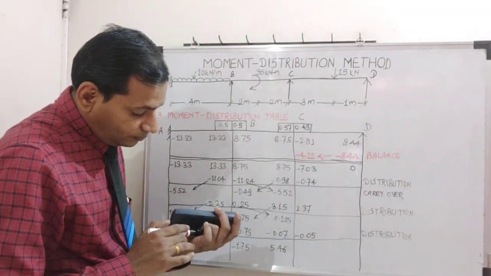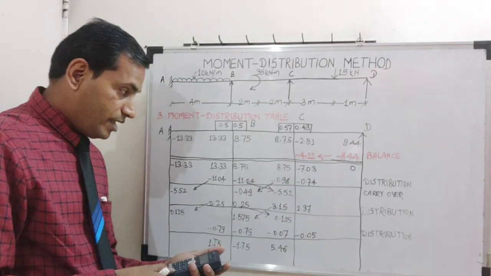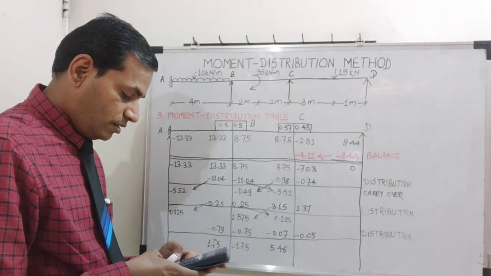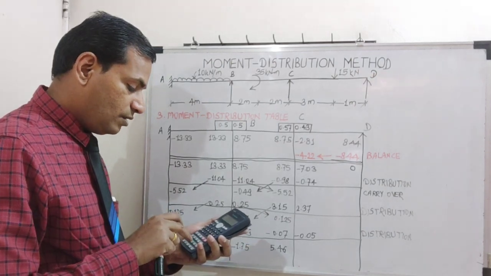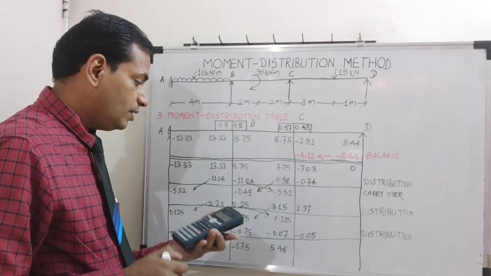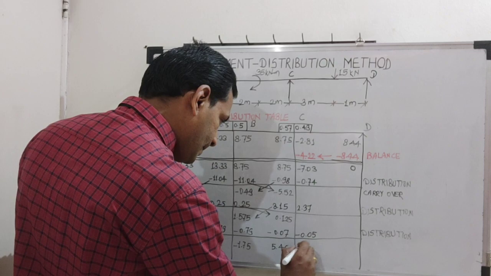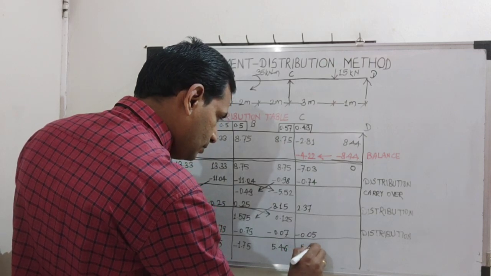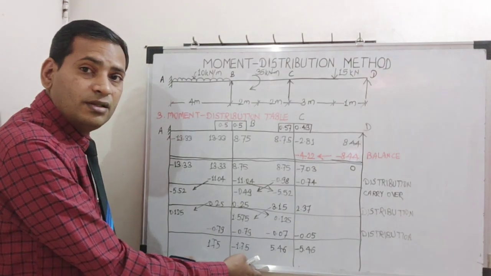Next, this side. So minus 7.03 minus 0.74 plus 2.37 minus 0.05. I am getting minus 5.46. Okay. Yes, so I have got these values.